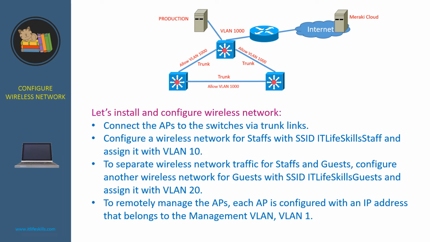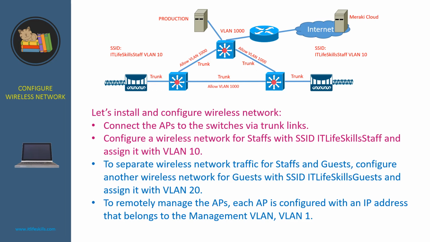Let's install and configure a wireless network for this network diagram. Here are the steps that we're going to do. First, we need to connect the APs to the switches via trunk links. Then we configure a wireless network for staff with the SSID IT Life Skills Staff and assign it VLAN 10. To separate wireless network traffic for staff and guests, configure another wireless network for guests with the SSID IT Life Skills Guest and assign it VLAN 20.